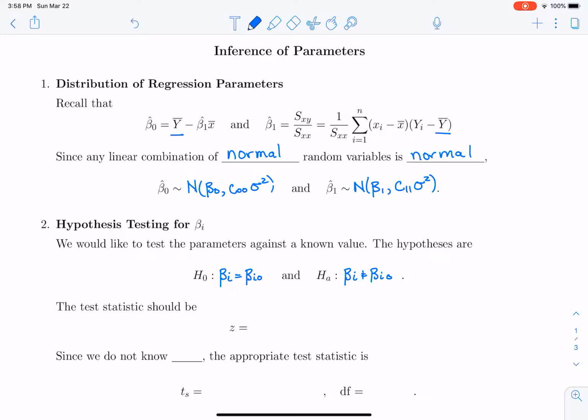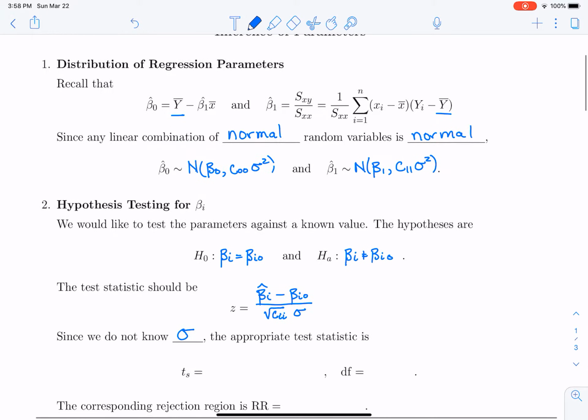Now, since beta sub i hat has a normal distribution, the natural test statistic would be to subtract beta sub i 0, and divide by the standard deviation of beta sub i hat, which is the square root of c sub i times sigma. And that makes sense as our test statistic. But the problem is that we do not know sigma.